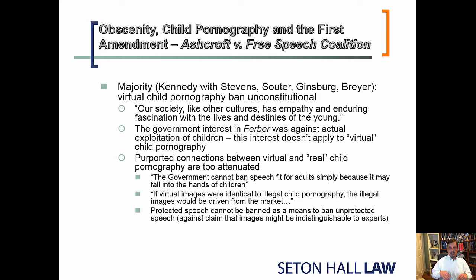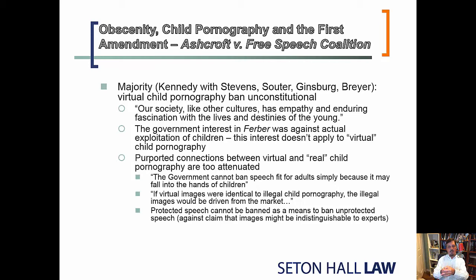You can't use protected speech to ban unprotected speech. That is, there is some realm that is unprotected. And if you're worried that there's a protected realm that you have to set a bigger fence around, that's going to be a problem. You've got to try to set the fence very specifically only around the unprotected realm.